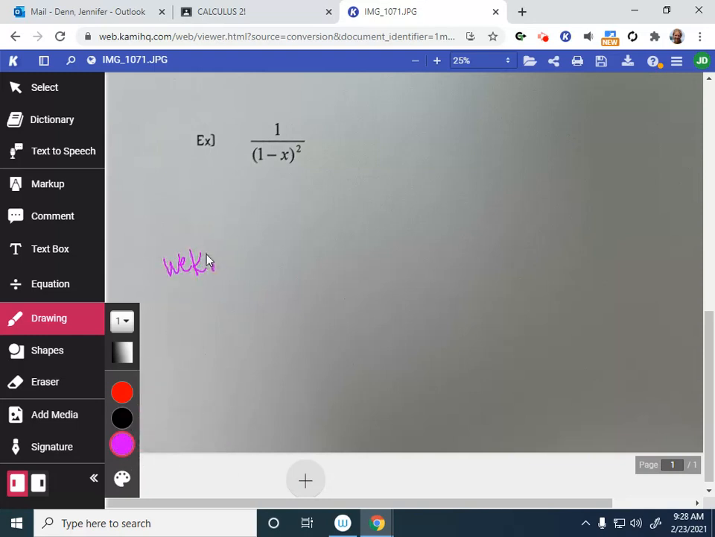We know that if I have a function of 1 over 1 minus x, the derivative of that, let's think about what that is for a second. So 1 over 1 minus x is the same thing as 1 minus x to the negative first. The derivative would be negative 1 times 1 minus x to the negative second. Chain on the derivative of the inside, so times negative 1. So the derivative would actually be positive 1 over 1 minus x squared.